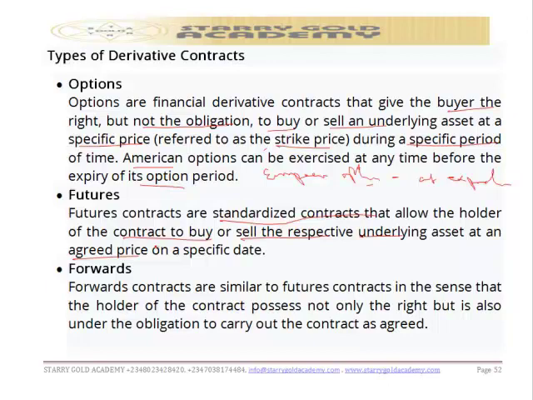Please note all this. The contracts are standardized, meaning that they are traded on an exchange market. They are traded on what? On exchange market.